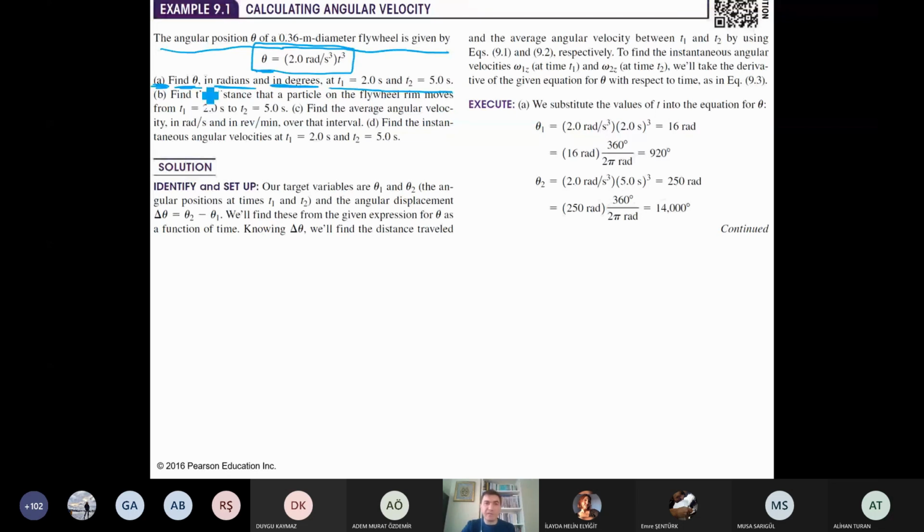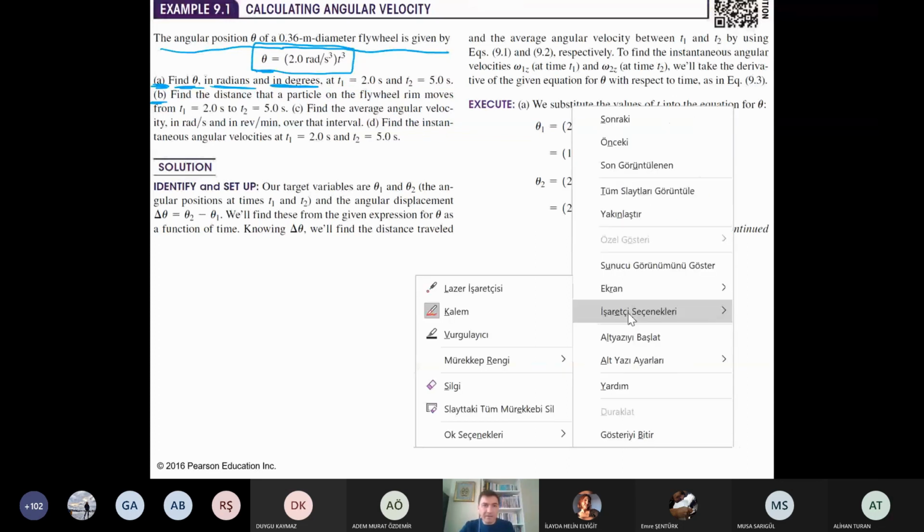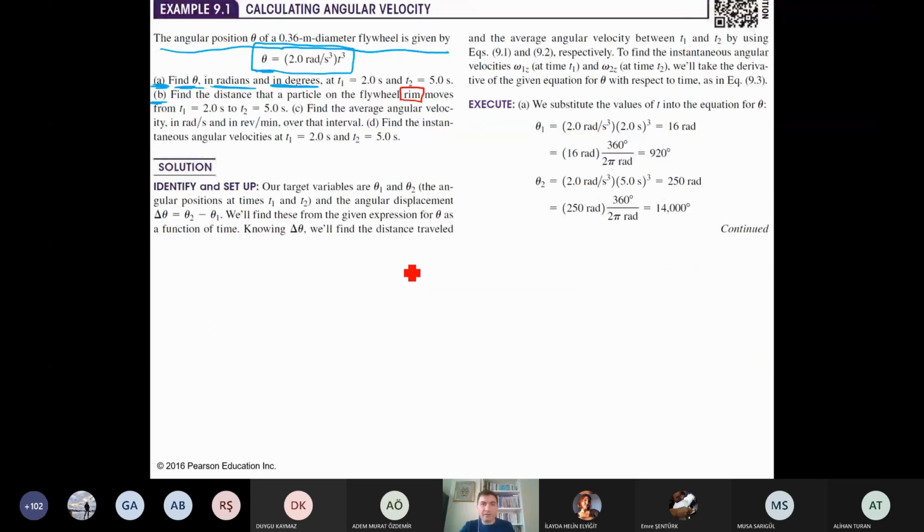Theta is already given here, and we will put these times in and then calculate theta in terms of radians and also in degrees. The second question: find the distance that a particle on the flywheel rim moves. Here there is an important word, rim. Let me clean this part so you can see it better. Don't forget this word, rim. I can draw it like this. Let's consider this is a wheel, and the rim is somewhere here. Find the distance that a particle on the flywheel rim moves from T1 to T2.